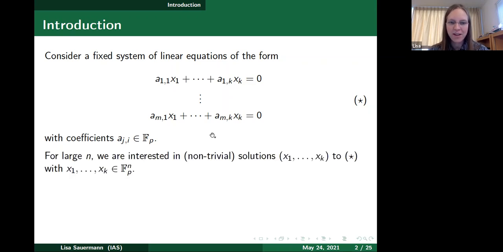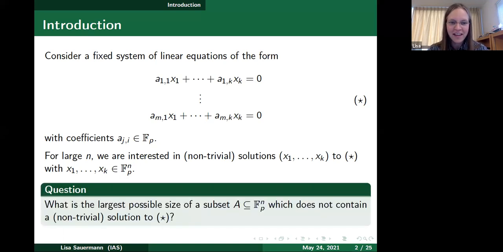Now for some very large n, we're interested in finding non-trivial solutions x_1 to x_k to the system of equations, where these variables x_1 to x_k are chosen to be vectors in F_p^n. So the system is fixed, it's over F_p, and we want to solve it in F_p^n. Obviously solving it in all of F_p^n is very easy, but naturally the question is: we have some subset A of F_p^n in which we want to solve the system.